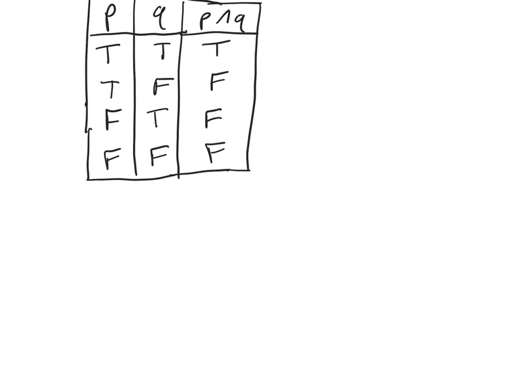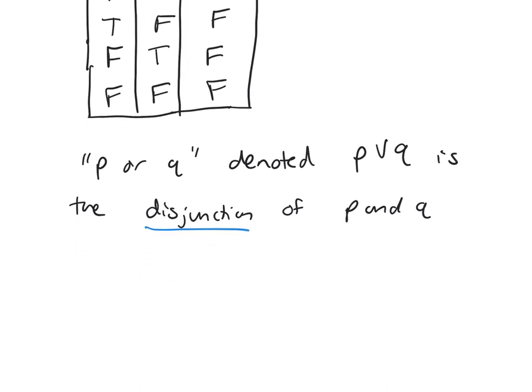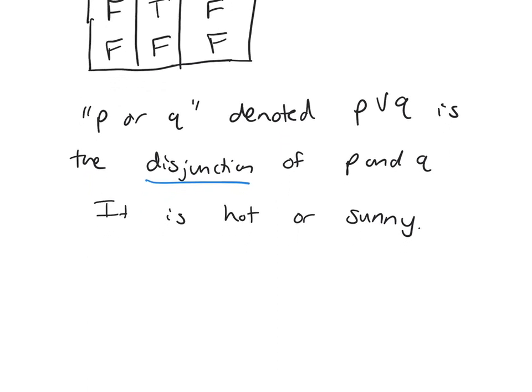What about an or statement? So say P or Q. Remember, we denote this. P or Q is called the disjunction of P and Q. So an example of a disjunction would be it is hot or sunny. So let's see when this kind of statement would be true.